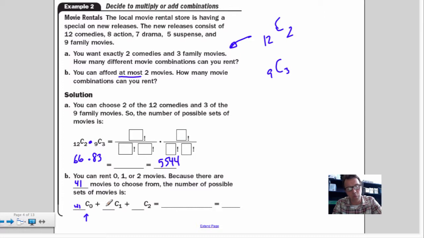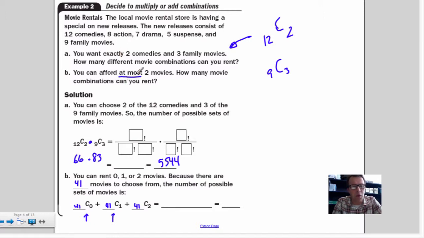Then you've also got 41 to pick from, and you could only pick one. You just decide, you know what, I don't feel like watching 2 movies. I'm going to pick 1 movie. And then finally, you've got the case where you pick 2 out of 41. So these guys scare me, to remember this.